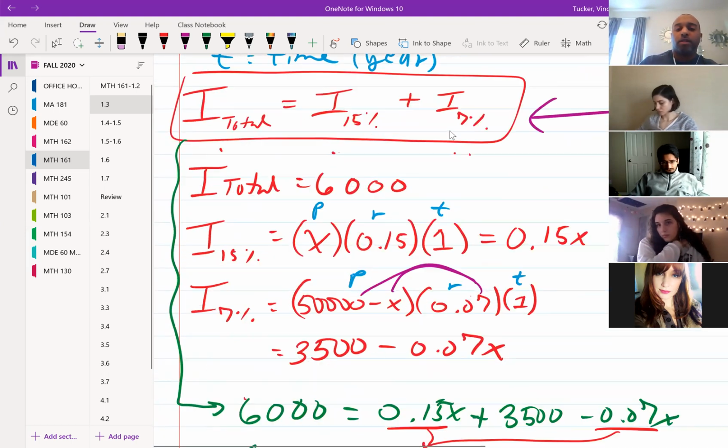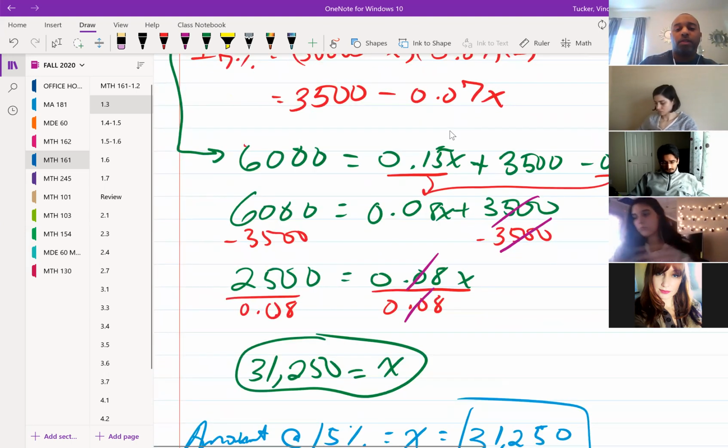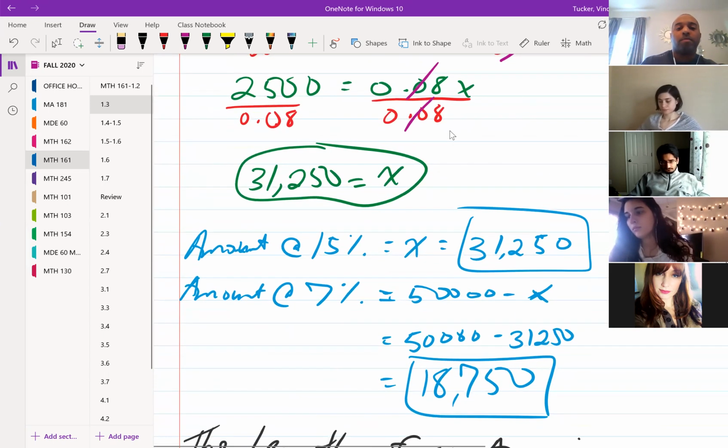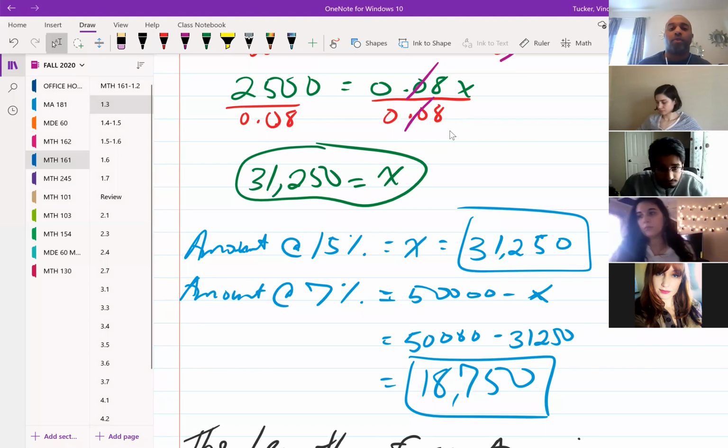All right. So going to what she just alluded to, to finish off the problem, we know X went along with the 15%. So that 31,250 is how much we deposited into the 15% account. Then to figure out how much we would deposit into the 7% account, we would subtract that 31,250 from 50,000, and that will give us 18,750.